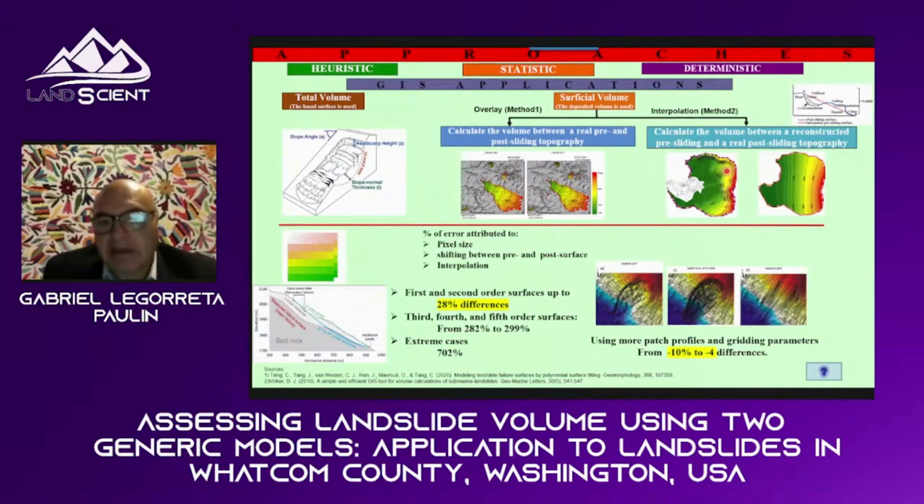In either case, by using the overlay or the interpolation methods, these two methods are prone to some errors that can be attributed to the pixel size, to the shifting between pre and post digital elevation models, or to the interpolation method. Most of the literature showed that the errors go from -10 to 28%. But in the worst case scenarios, especially when you have a shifting between pre and post surface, or when the user uses a third, fourth, or fifth order surface to obtain the slip plane, then the error can go above 700%.